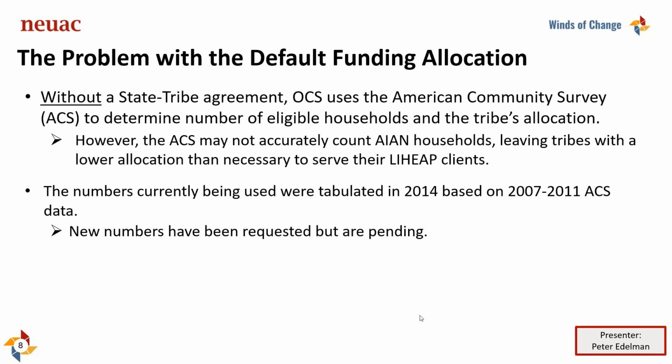So, with the default allocation, there could be somewhat of a problem. As I mentioned, OCS uses the custom tabulations of the ACS data, but there's a chance that this data might not accurately capture all tribe situations, and that it may potentially leave some of them with amounts that are too low. In those cases, we encourage states and tribes to enter into agreements when this problem arises.